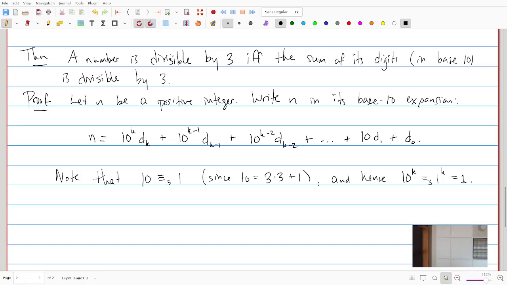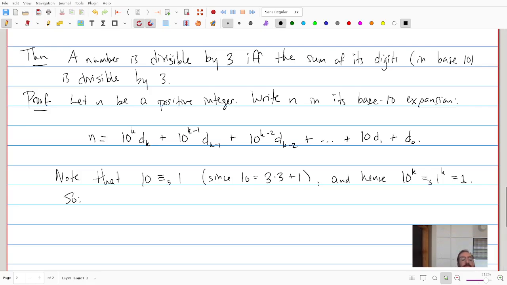And you could, if you want, try this to see. 10 has a remainder of 1 when you divide by 3, but so does 100, right? 100 is 99 plus 1, so it's 1 more than a multiple of 3. 1,000 is 1 more than 999. 999 is a multiple of 3.